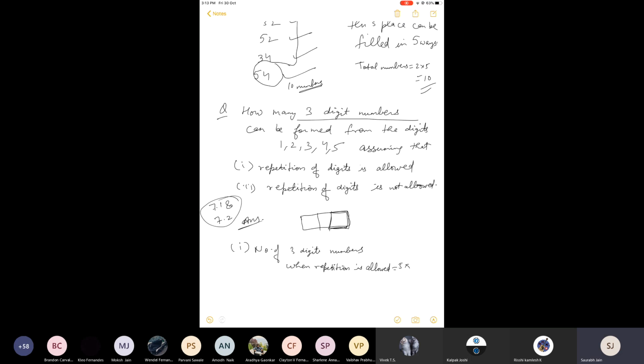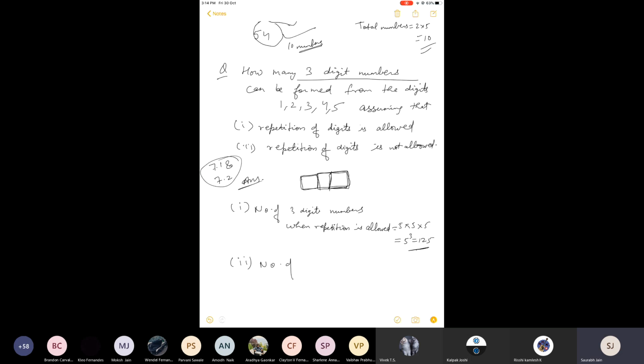Now, since we are solving the first part and repetition is allowed, for the second box also we have five options, and for the third box also we have five options. After the ones place, we fill the tens place, then we fill the hundreds place. The number will be completed when all the digits are filled. That means 125. So with the help of these digits 1, 2, 3, 4, 5, if you start making three digit numbers, you will get 125 numbers. Are you thinking of counting them by actually writing them? Forget about it.